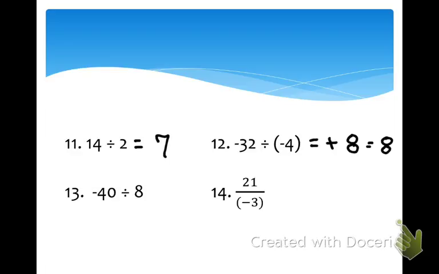Let's try number 13. Things get a little interesting down there. 13 says negative 40 divided by 8. So I look at it and I say I have a negative sign divided by a positive sign. That means my answer is going to be negative. Now I just say 40 divided by 8. I'm going to take 40 of something and put it into 8 piles. And each pile will have 5. So my solution is negative 5.